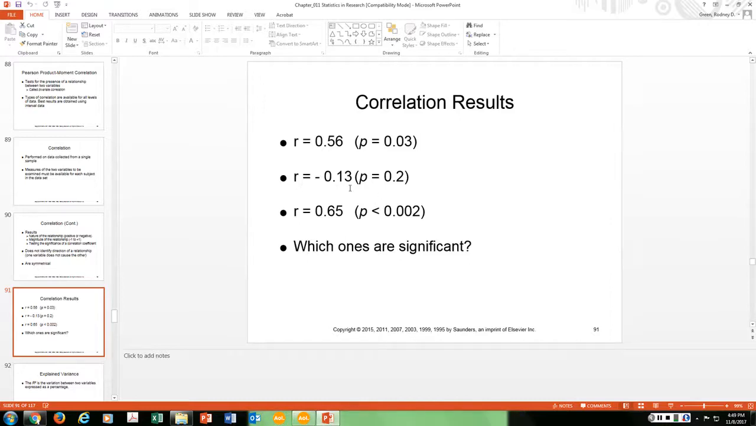Now here we have a negative relationship. The two variables are negatively related, but it's not very strong. Okay, and the probability is 0.2. So I would say this one is not very significant. Now this one, the R is equal to 0.65. That's a strong relationship, right? It's getting close to 1. And the probability is 0.002. So that's highly significant. Okay.